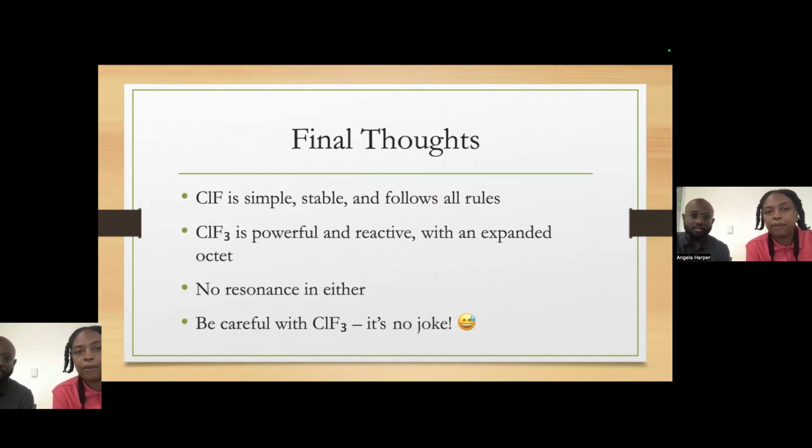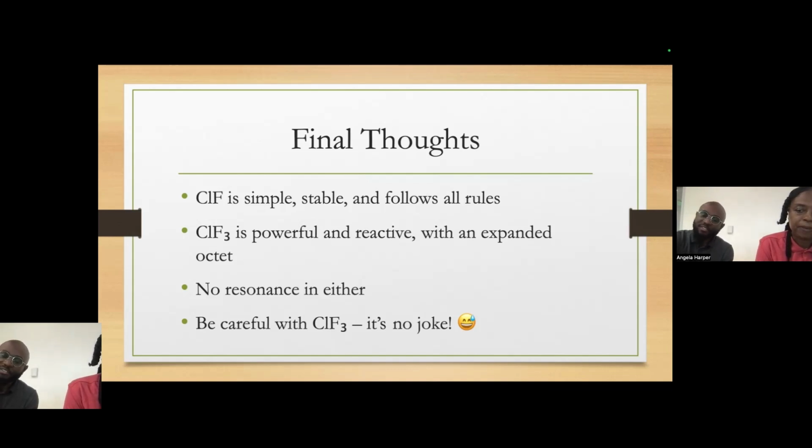Absolutely. So let me give you some final thoughts about this. Chlorine monofluoride is very simple, it's very stable, and it follows all the rules. Whereas chlorine trifluoride is powerful, it's reactive, and with an expanded octet. There's no resonance in either. However, one thing you need to remember, as he said, you got to be very, very careful with chlorine trifluoride. It's no joke.